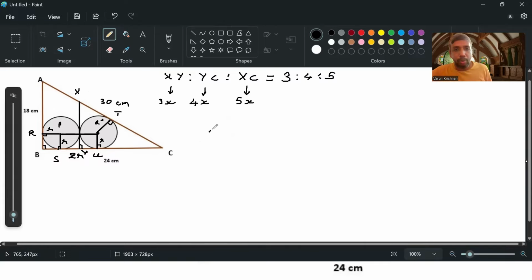And we should know that the formula for a triangle's inradius is delta by S, area of triangle by semiperimeter. So R will be equal to the area of this triangle by semiperimeter. And this is the concept. This is the formula we will use to form an equation between R and X.